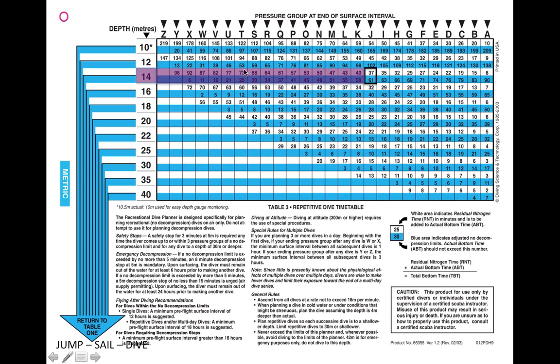So here, we scroll across, this is the box that we're interested in. 37-minute residual nitrogen time and an adjusted no decompression limit of 61 minutes. So, if we scroll up, we can see that our pressure group at the end of the surface interval has to be a maximum of J. It can be I, H, G, F, E, D, they're all fine, but for us to do this dive, we need to have a maximum of J.